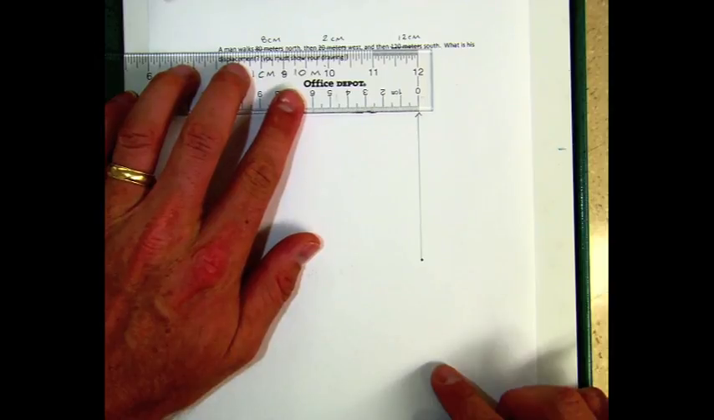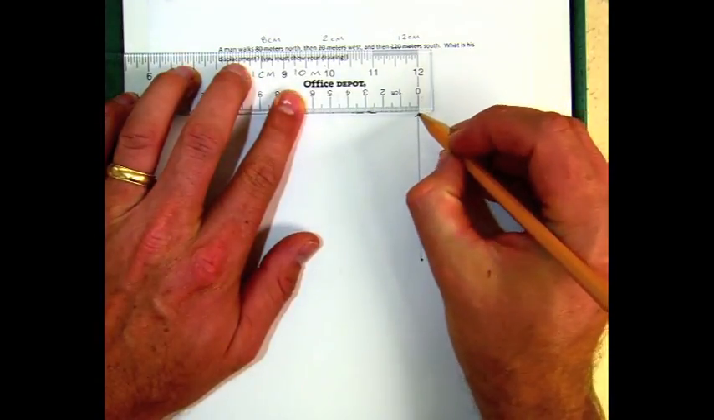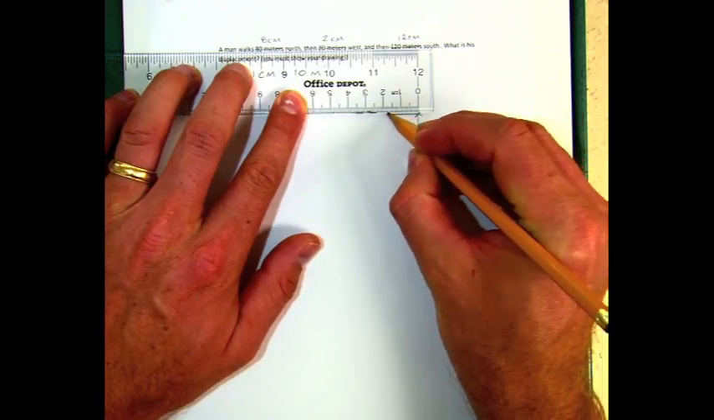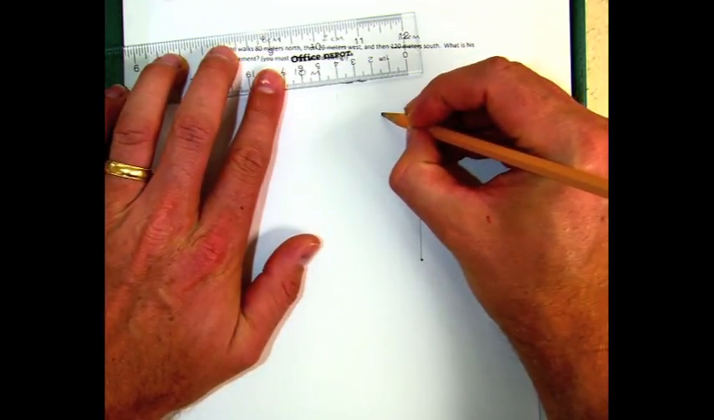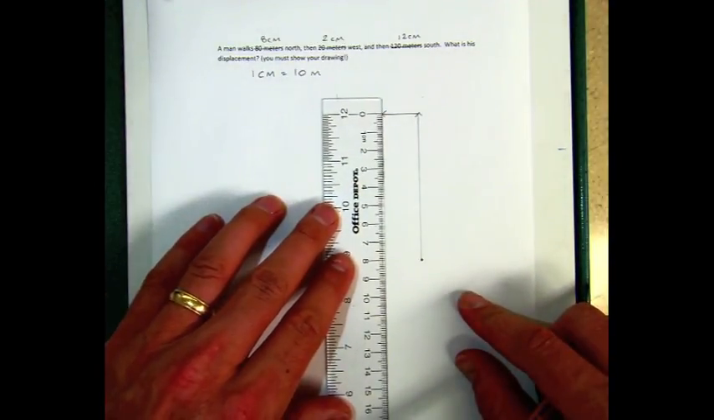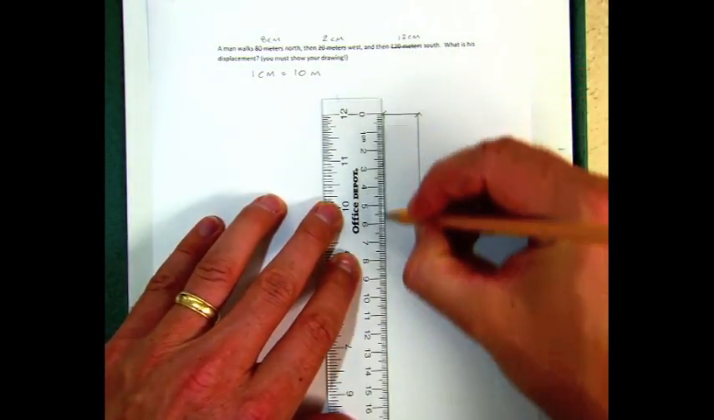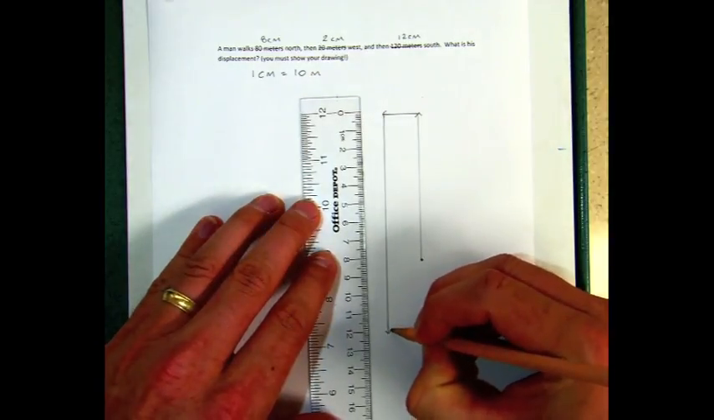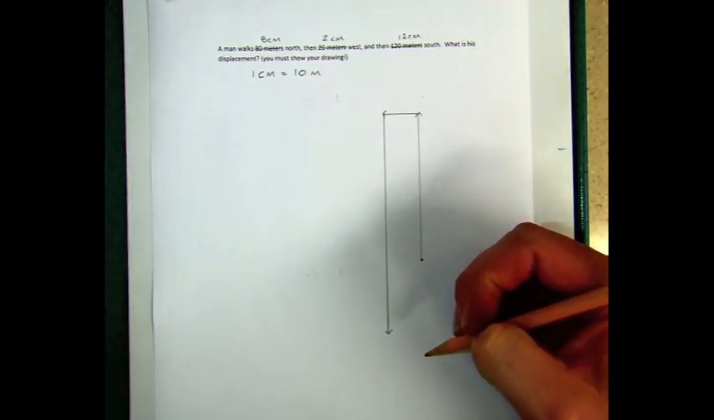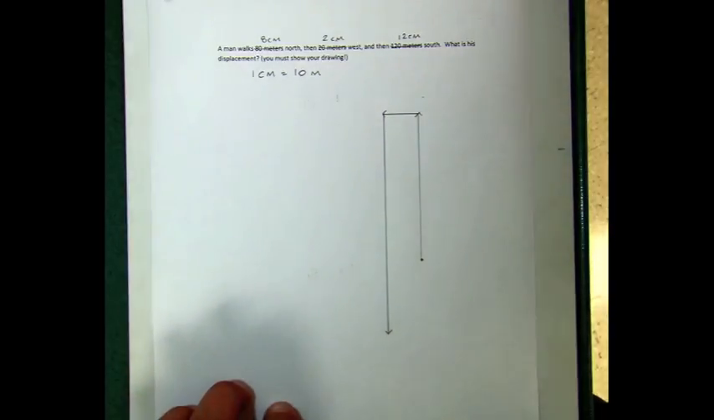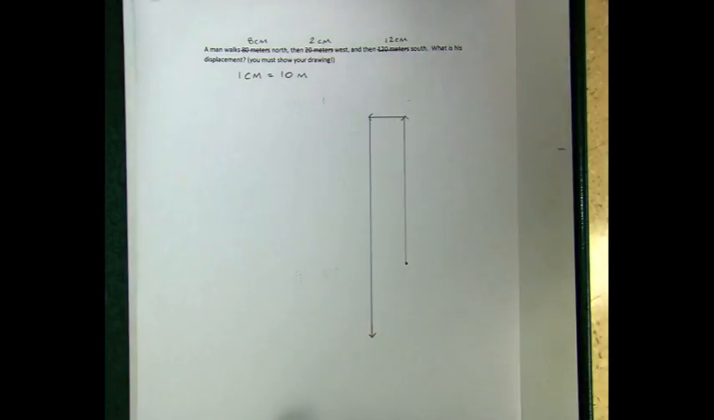Then I need to draw my next vector, again head to tail. So I'm going to start here at the top, and I'm going to go 2 centimeters west, which represents 20 meters west. And then finally we're going to go 12 centimeters south, which represents 120 meters south. Now you can see the path taken drawn to scale.